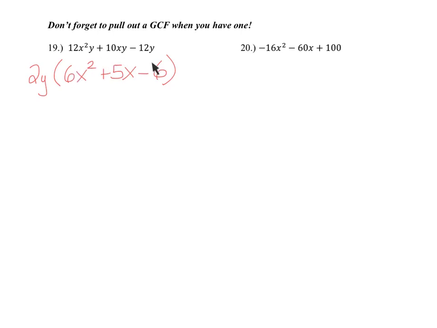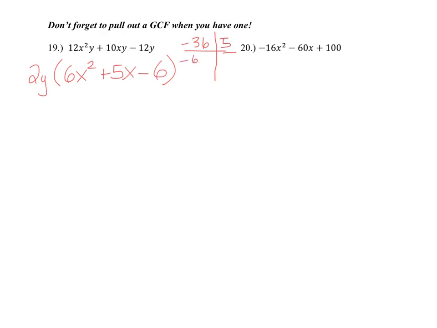Multiply 6 times negative 6 together. That's going to give me negative 36. So I want two things that multiply to give me negative 36, but add to give me this middle number. Not this middle number, this middle number. Add to give me 5. All right, so automatically, I know my terms have to be different signs.